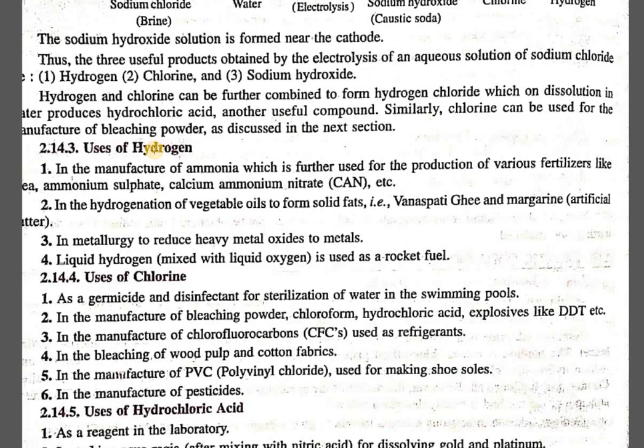only. The second use of hydrogen is in the hydrogenation of vegetable oils. This is actually the conversion of the unsaturated form or hydrocarbon into the saturated form. The detailing of the same process will be done in chapter number 4, that is carbon and its compounds. We can also use hydrogen in the metallurgy process to reduce heavy metal oxides to metals. Now the last one is liquid hydrogen, which is mixed with liquid oxygen and can be used as a rocket fuel.